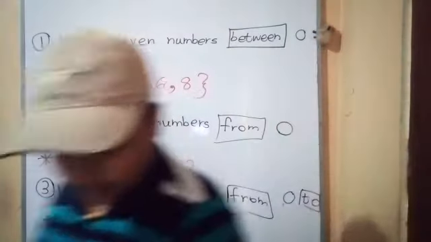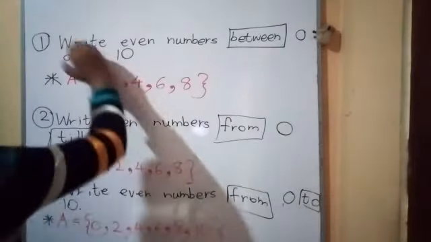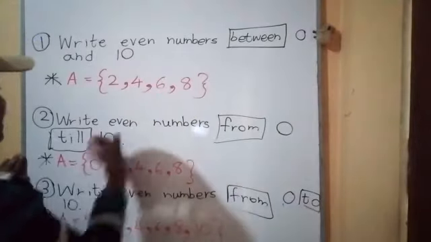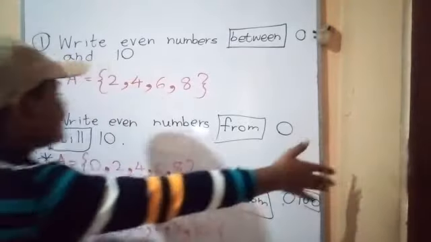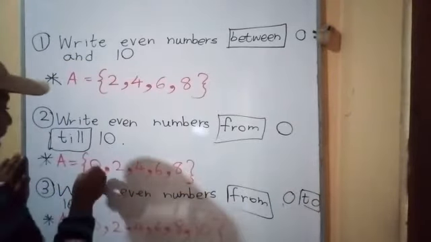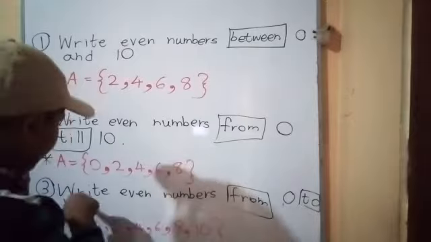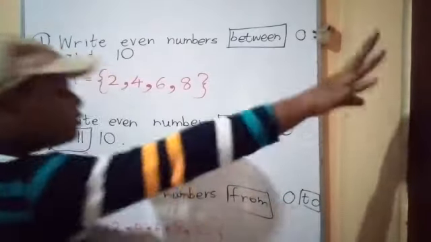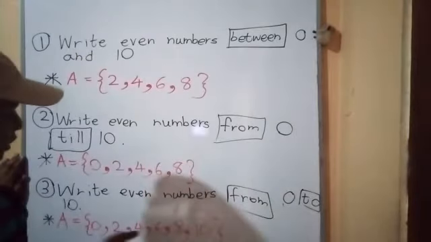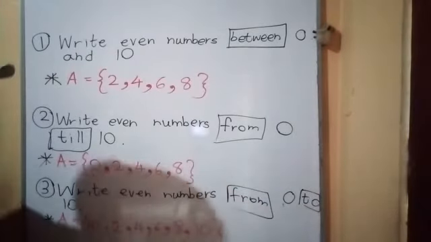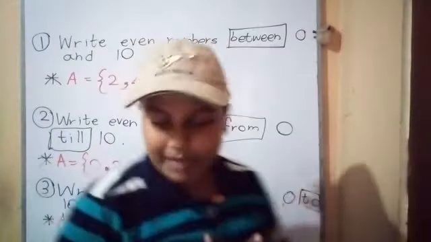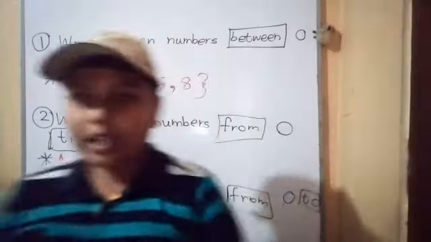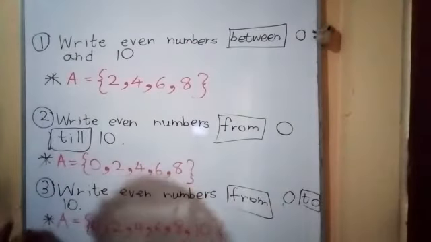Now, let me explain again. Write even numbers between means 2, 4, 6, 8 only. Write even numbers from 0 till 10 is you want to get 0. Can't get 10. And write even numbers from 0 to 10 means you want to write all: 0, 2, 4, 6, 8, 10. If you have a piece of paper, you can write this. This is a very important one.